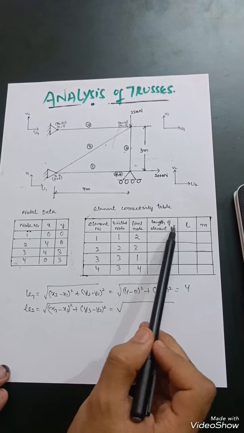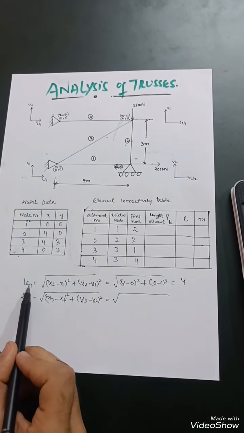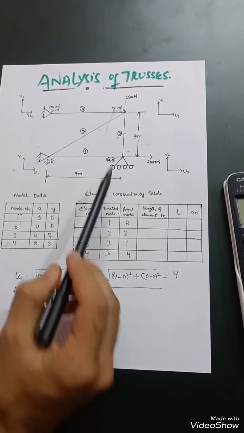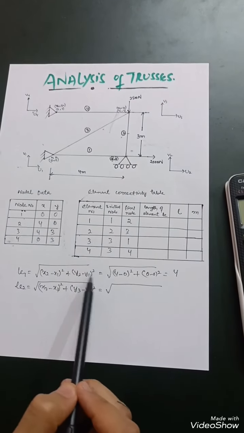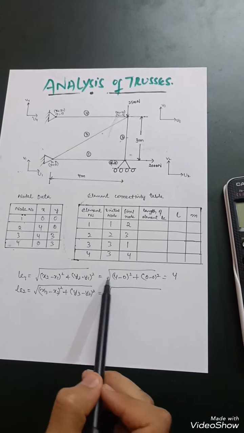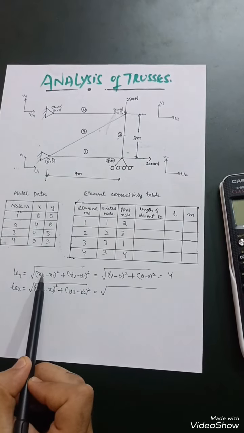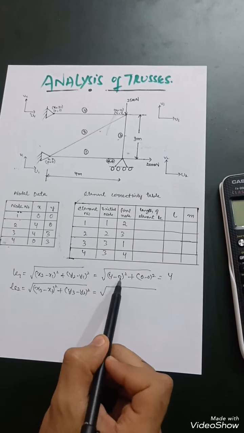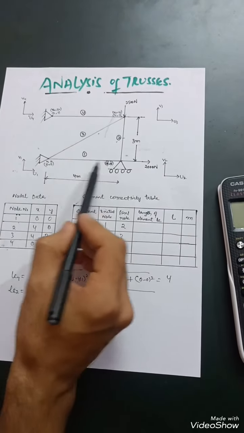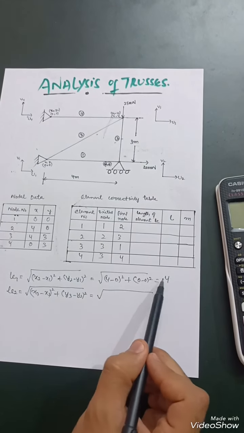Then for calculating the length of the element, LE, there is a formula. So LE1 for the first element is the square root of (x2 minus x1) whole square plus (y2 minus y1) whole square. What is the value of x2? That is 4 meter. So 4 minus x1, x1 is 0, so (4 minus 0) whole square plus (0 minus 0) whole square, which will be equal to 4.